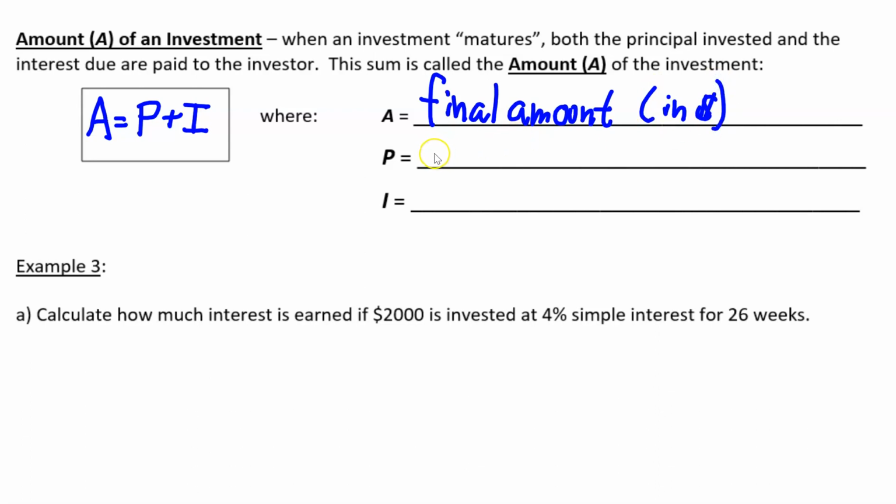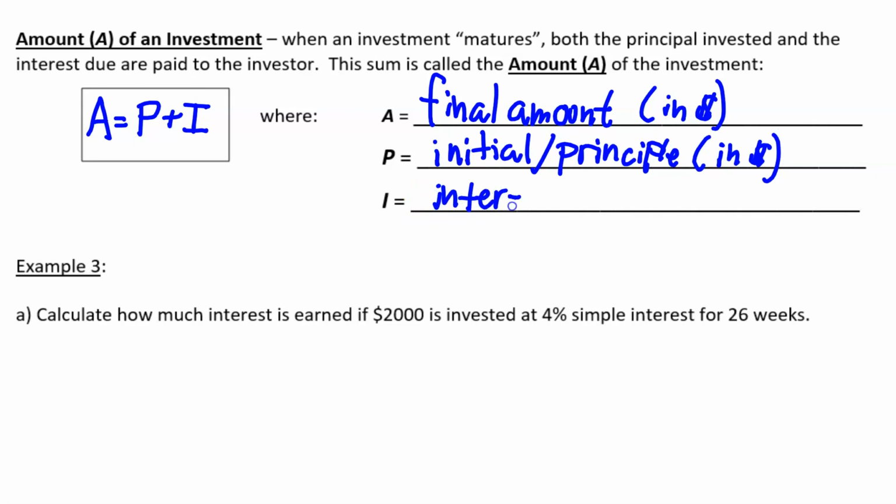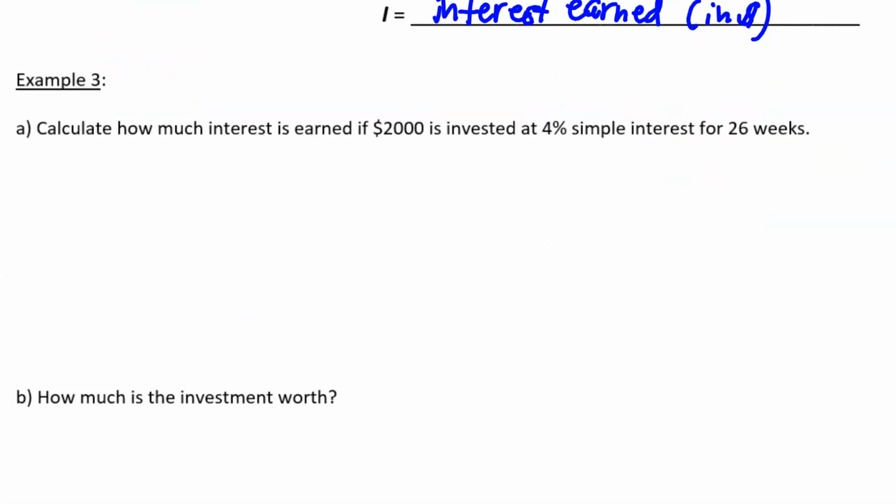P is your initial, slash your principal, again in dollars. And I is the interest earned. We're talking money. Okay, so let's do an example together, and then I'm going to have you guys try some.